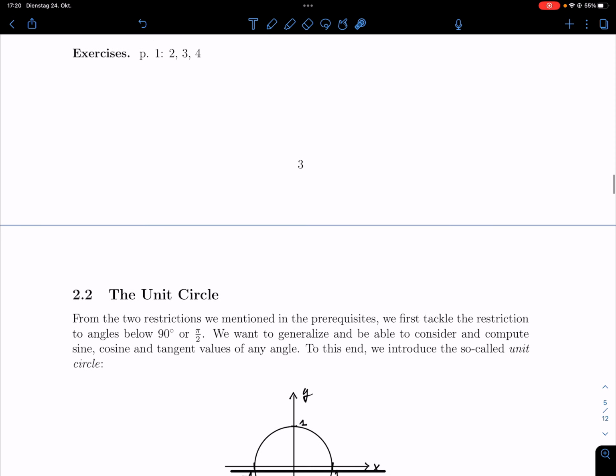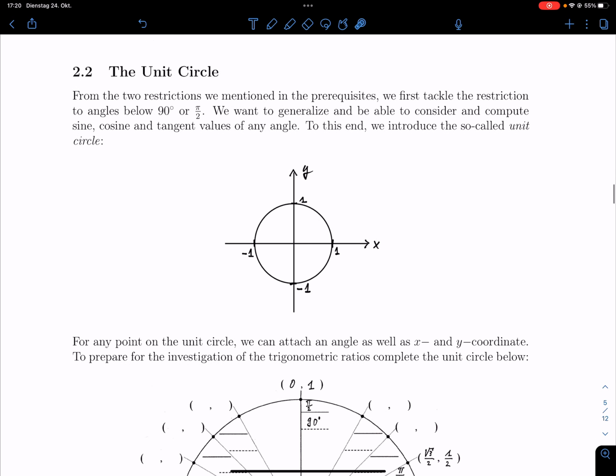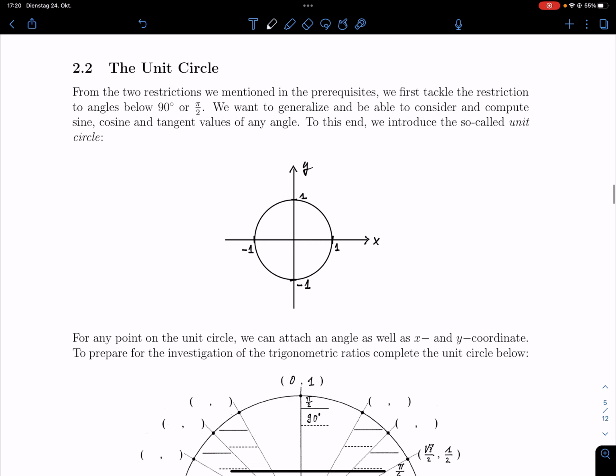Okay, once you're set up with radian, you can jump to the unit circle, and the unit circle allows us to generalize sine, cosine, and tangent to angles larger than 90 degrees or pi over 2, you see here. Up until now, note that we could only handle angles below 90 degrees because we've already spent 90 degrees on our right-angled triangle, or on our right angle in our right-angled triangle.